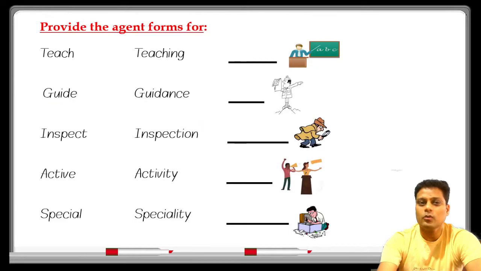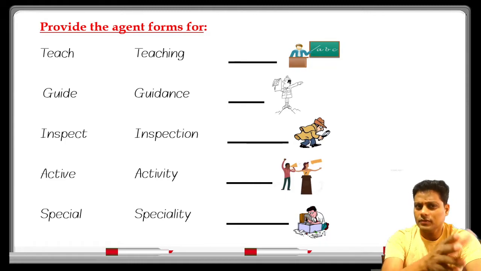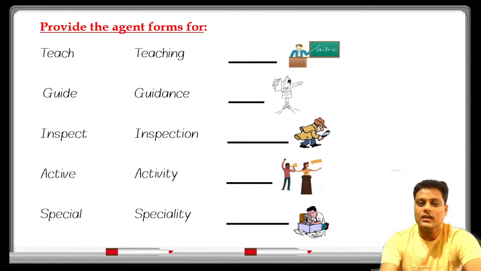Now let's start with an assignment. You are required now to provide the agent forms for the following. Give it a proper thought. Remember what I said. I have on purpose deliberately given you the normal noun form. So you are required to give me the doer or the performer of these things. Okay. So first one is teach. Well, let's ask you to pause the video. That's the best way. Okay. Pause the video at this point and only resume the video when you have the answers.